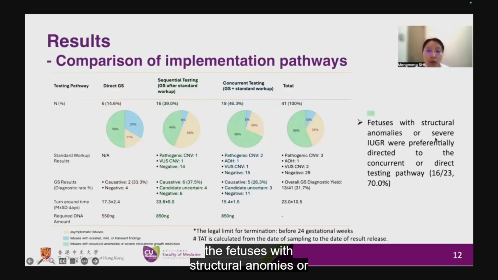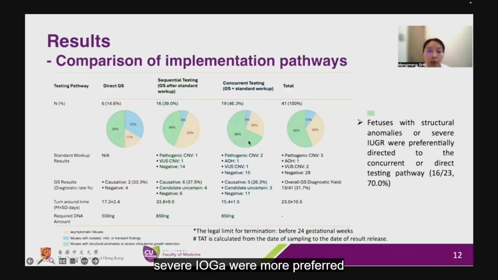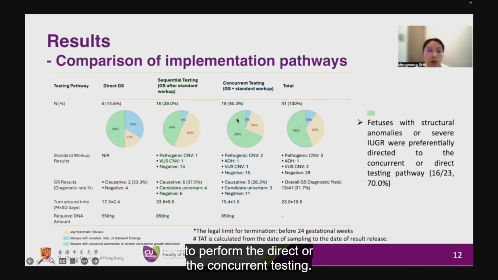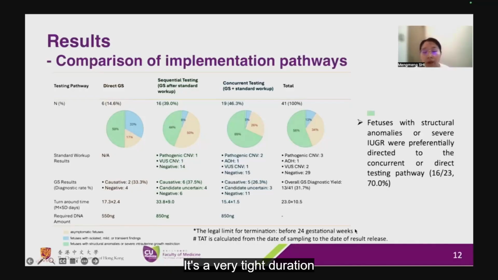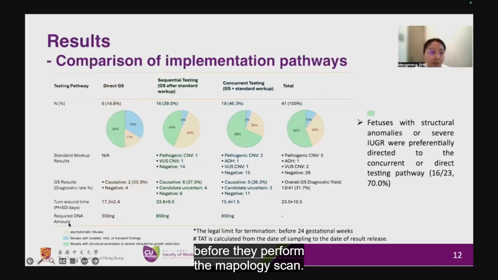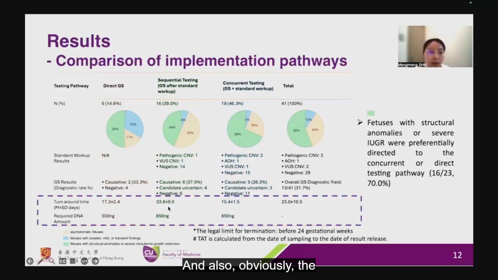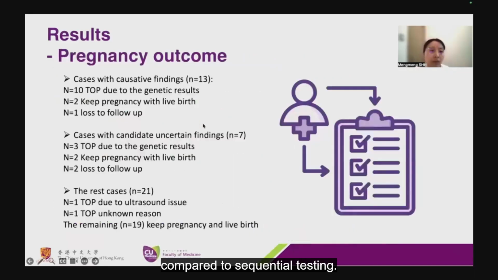Okay, so comparing the different clinical pathways, we can tell that it is obvious that fetuses with structural anomalies or severe IUGR more preferred to perform the direct or the concurrent testing. As in Hong Kong and in Singapore, the legal limit for termination is before 24 gestational weeks. It's a very tight duration after they perform the morphology scan. And also, obviously, the direct and the concurrent testing have the shortest turnaround time and also comparable DNA input compared to sequential testing.